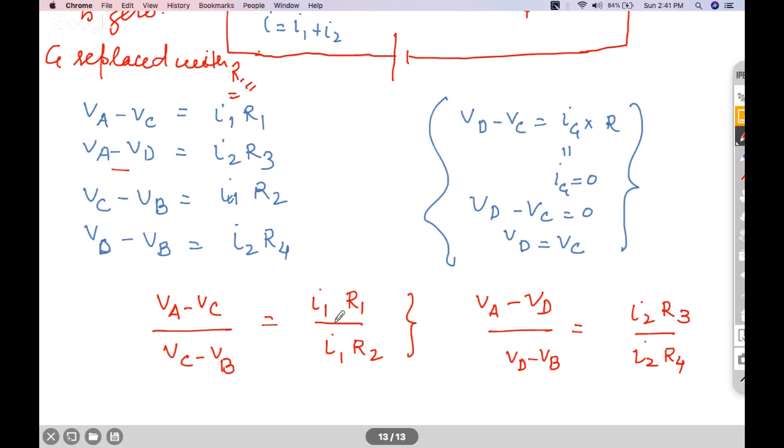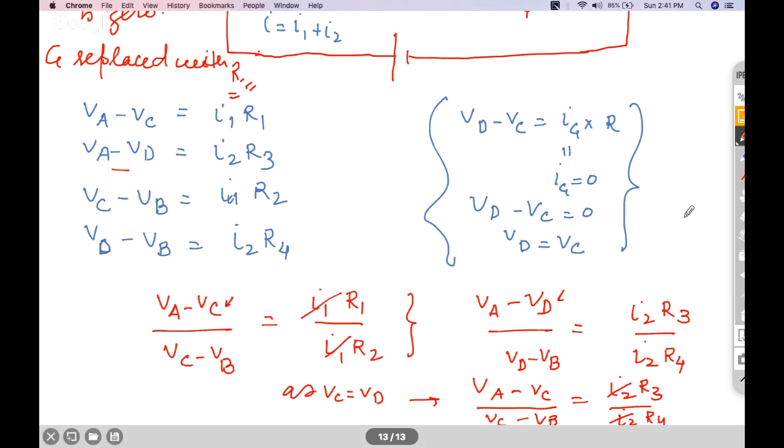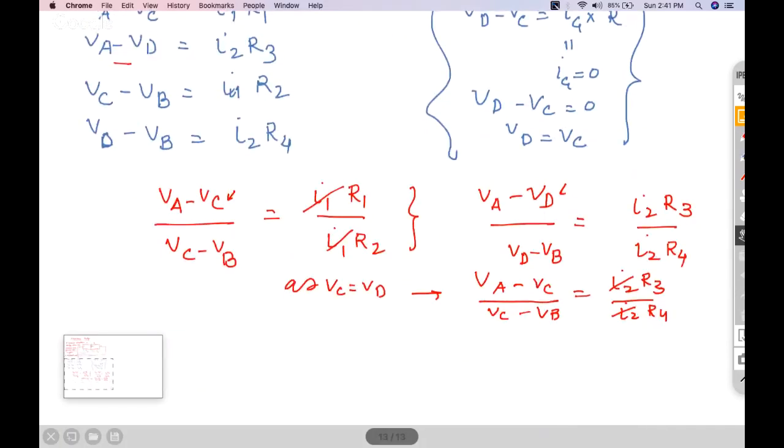Now try to understand what is the difference on left hand side. Left hand side, here it is Vc and here it is Vd. So I can write that as Vc is equal to Vd. I can write this as Va minus Vc divided by Vc minus Vb is equal to I2 by R3 divided by I2 by R4, and this I2 gone, here I1 gone. So look at here, left hand side at both the places are same.